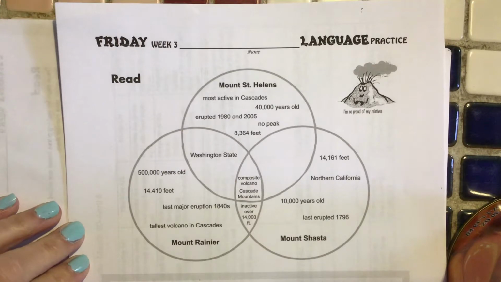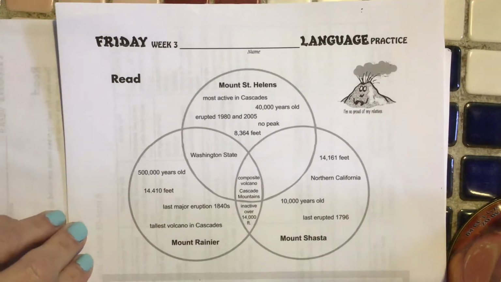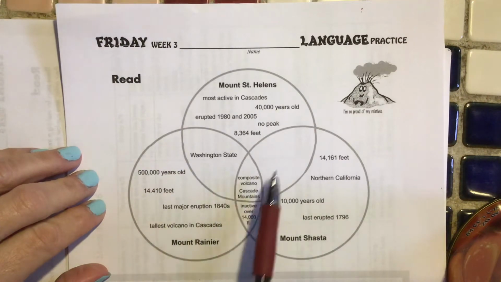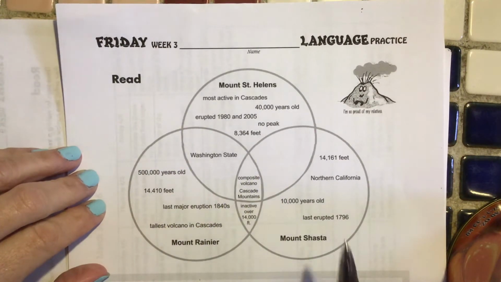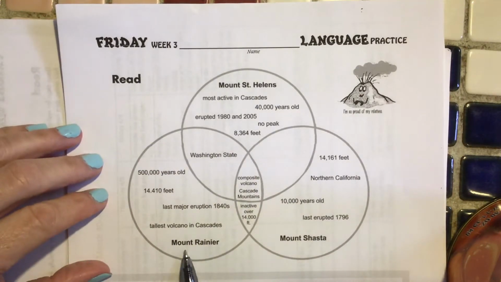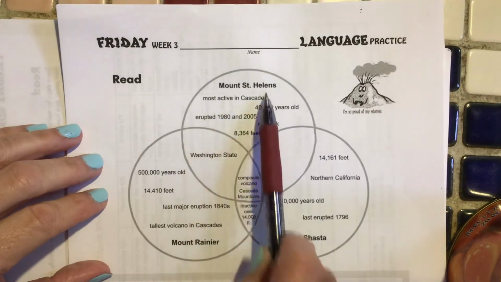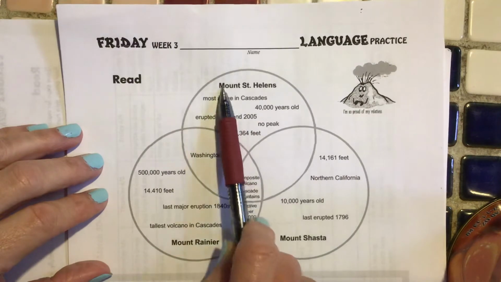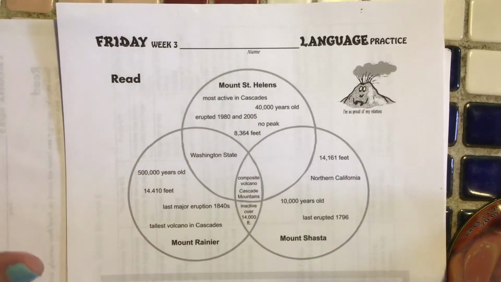Okay, here we go. Let's look at our warm-up language practice today. What you're seeing in front of you is very similar to something we've done before in class, but we've never done it with 3 topics. So this is a Venn diagram, but we're comparing 3 things: Mount Rainier, Mount Shasta, and Mount St. Helens, all things we've talked about this week on our daily warm-ups.